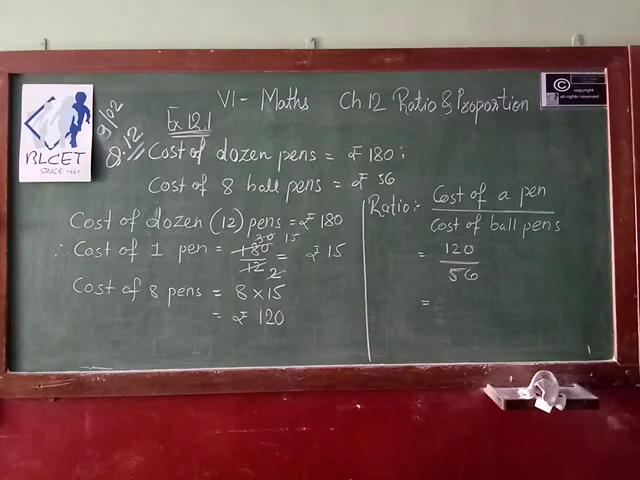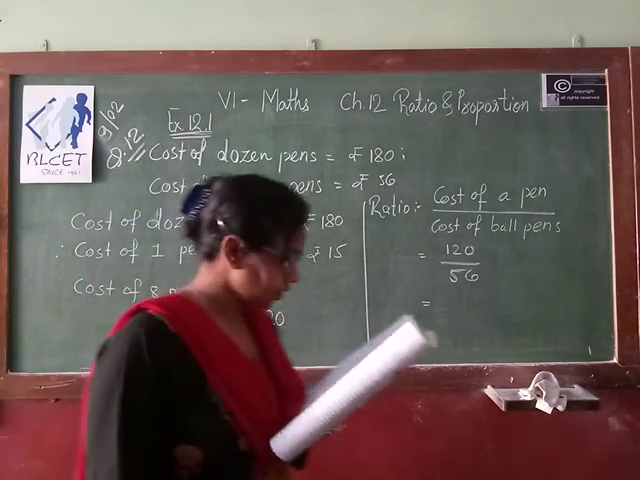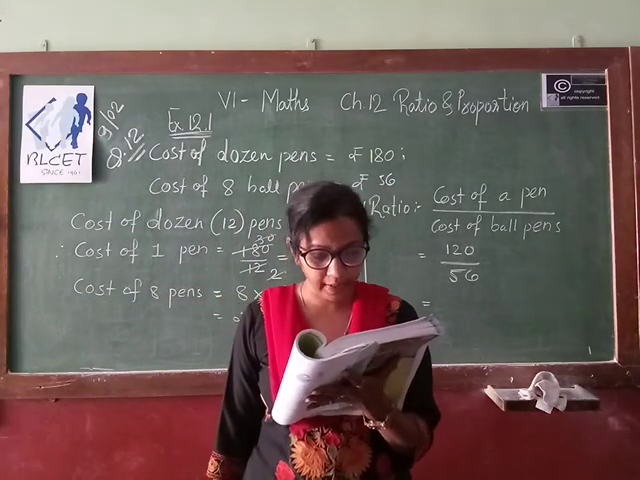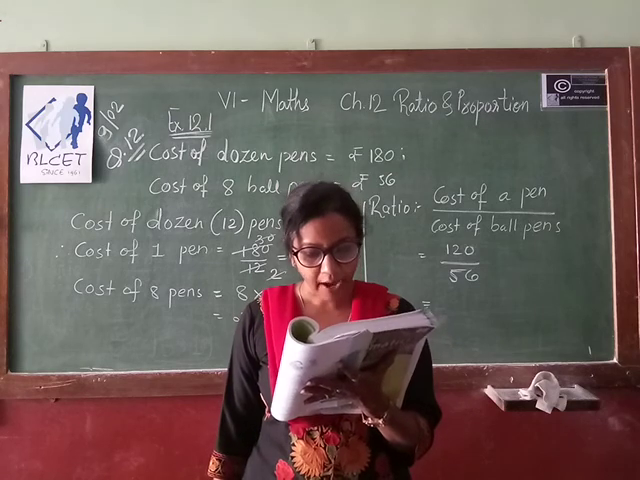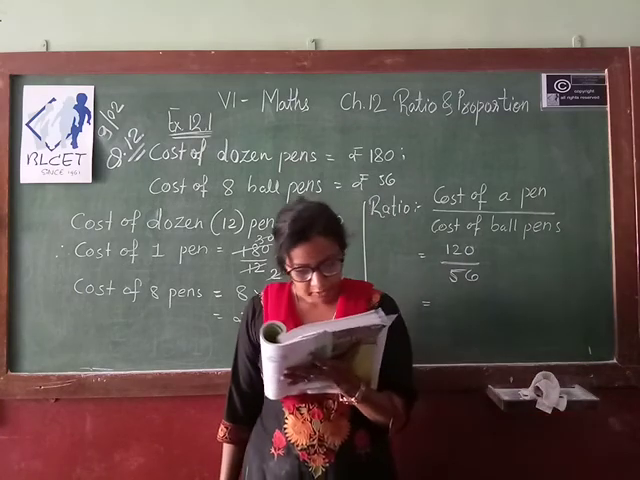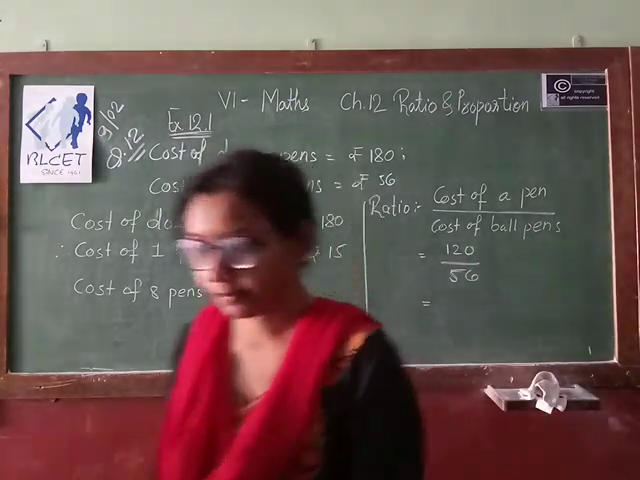Now students, see the next question, question number 12. The question is, cost of a dozen pens is rupees 180 and cost of 8 ball pens is rupees 56. Find the ratio of the cost of a pen to the cost of a ball pen.